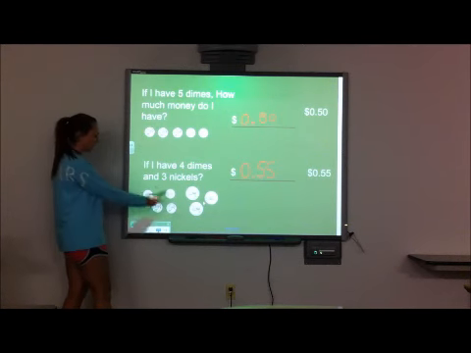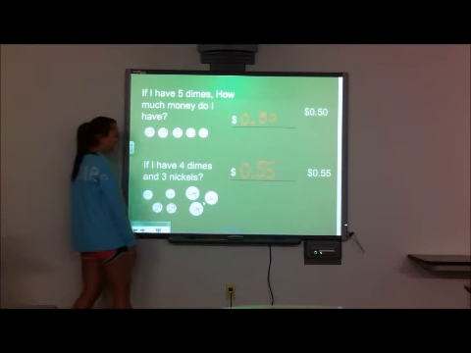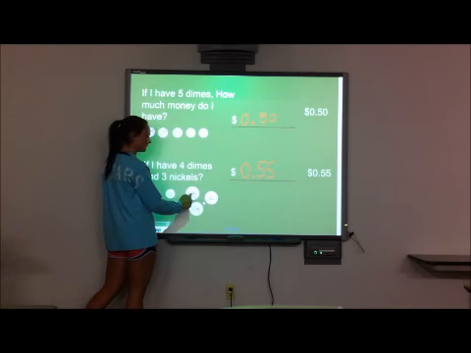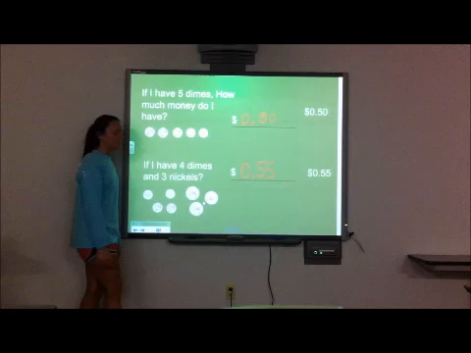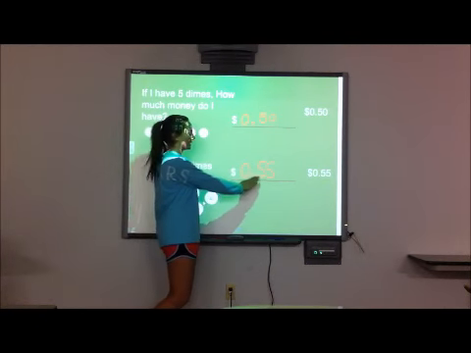So let's count. We have 10, 20, 30, and 40, just like she said, worth of dimes, and then nickels. We have 5, 10, and 15. 40 plus 15 is 55, so we have $0.55.